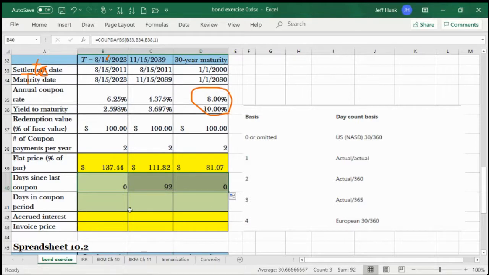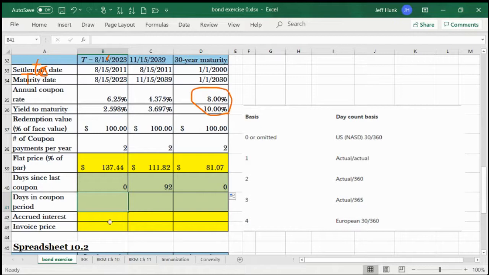that. So, and then days in coupon period. How many days has it been since the last coupon payment? How many days in the coupon period? In other words, how many days are separating one coupon from another? Usually, it's half year, right?